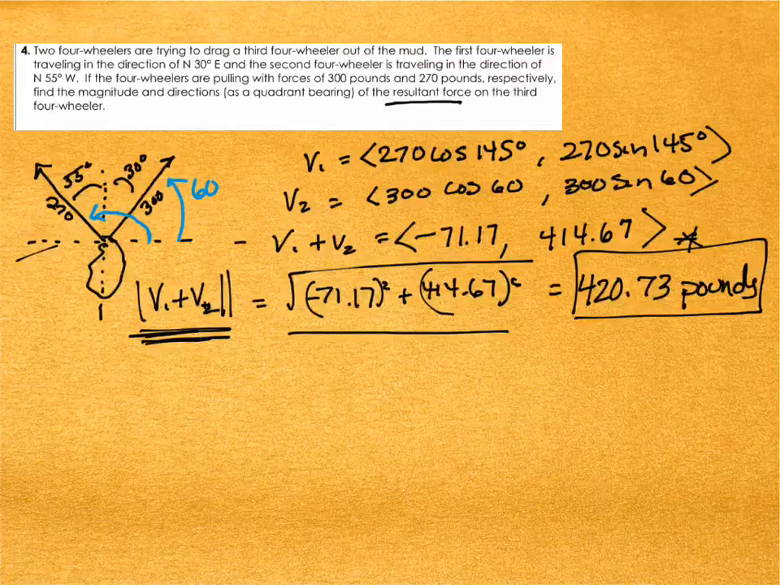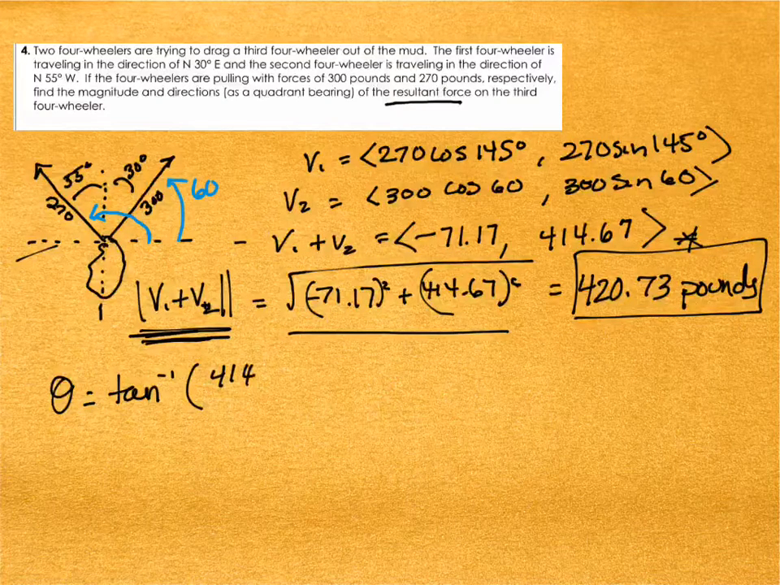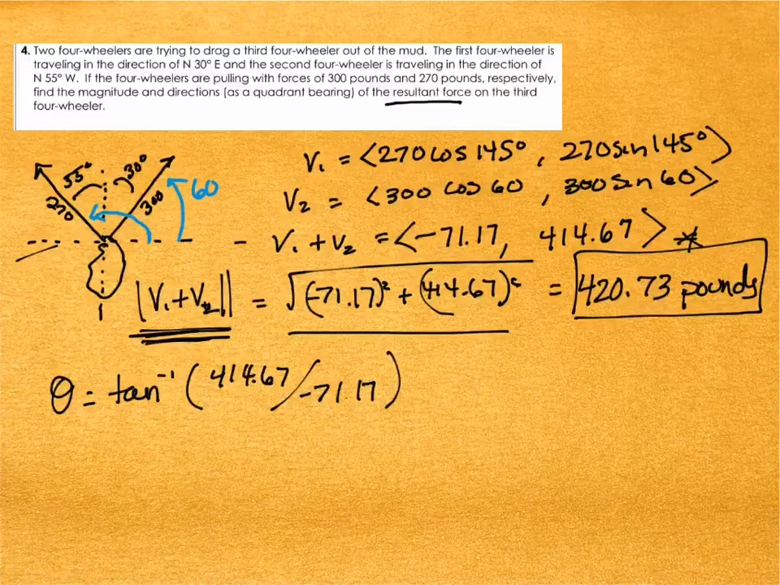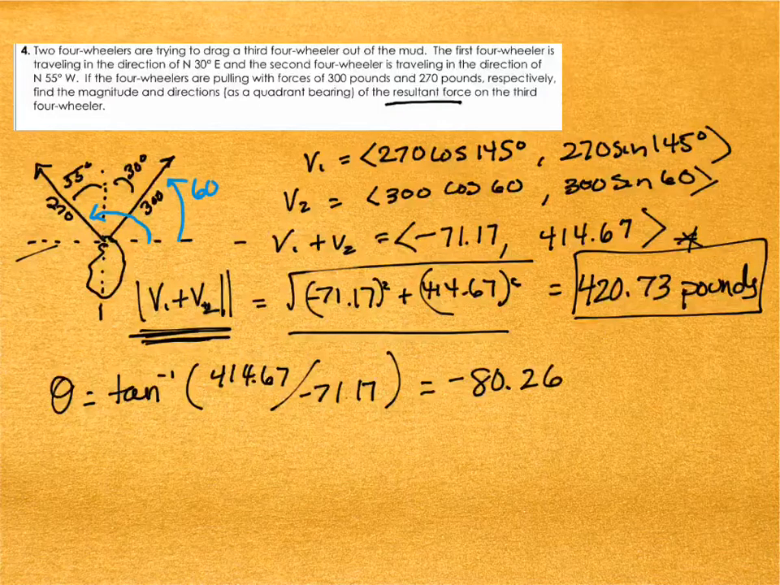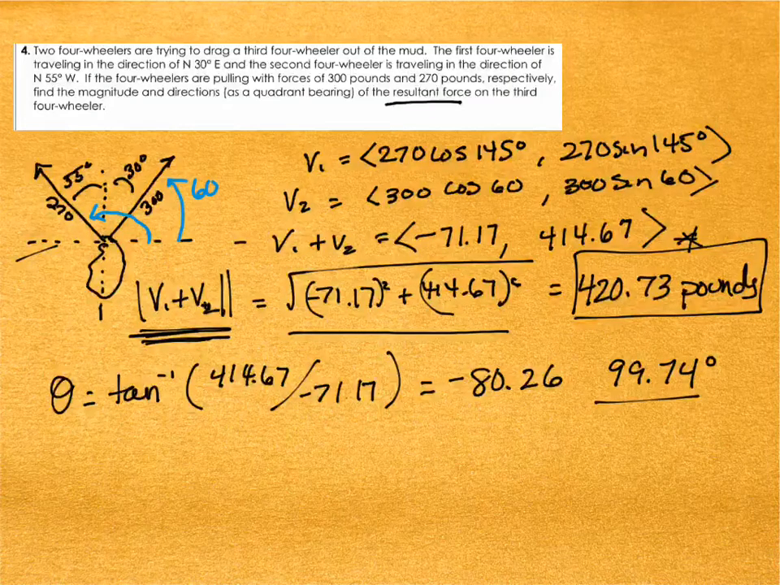And then they want the bearing. Okay, so we would say theta is the inverse tan of 414.67 over negative 71.17. So I got negative 80.26. We're in quadrant 2, so I have to add 180 degrees, and I get 99.74 degrees. Now that's not the bearing, so let's graph that out and get that bearing.